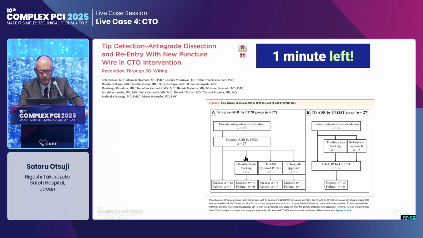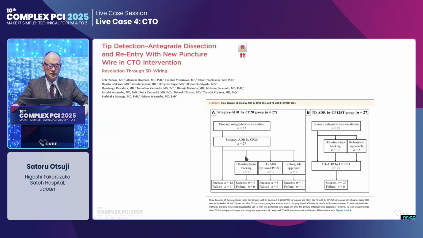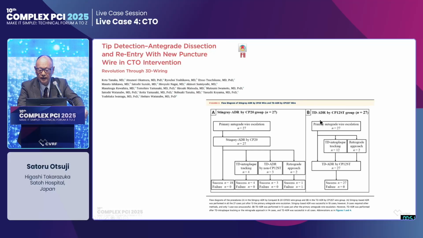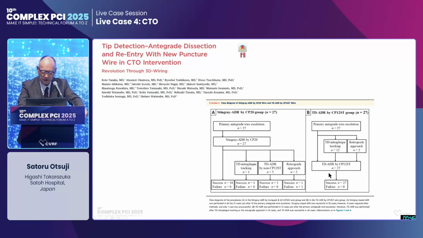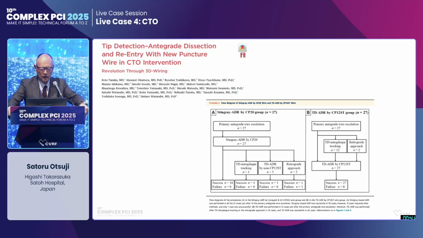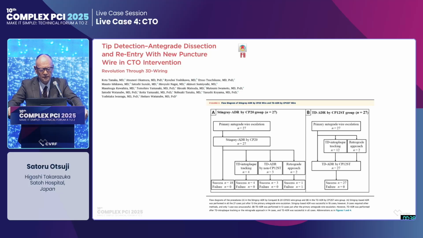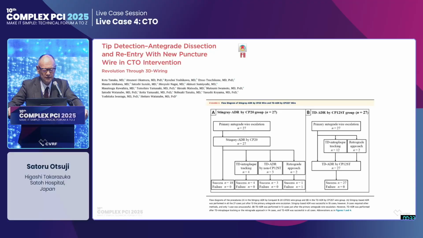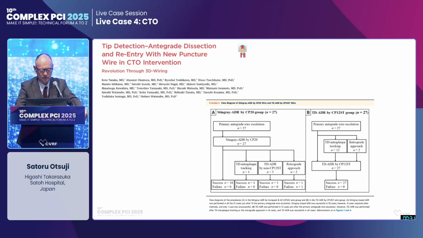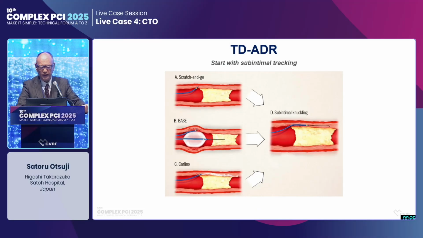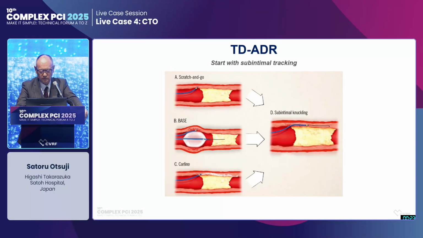So this is the early data of tip detection comparing the Stingray or ADR method. In this paper, the tip detection success rate is 100%. They are now continuing the registry. I think they have done more than 200 cases. We have almost 100% success without significant complications. So the important point is that the wire stays in the vessel.